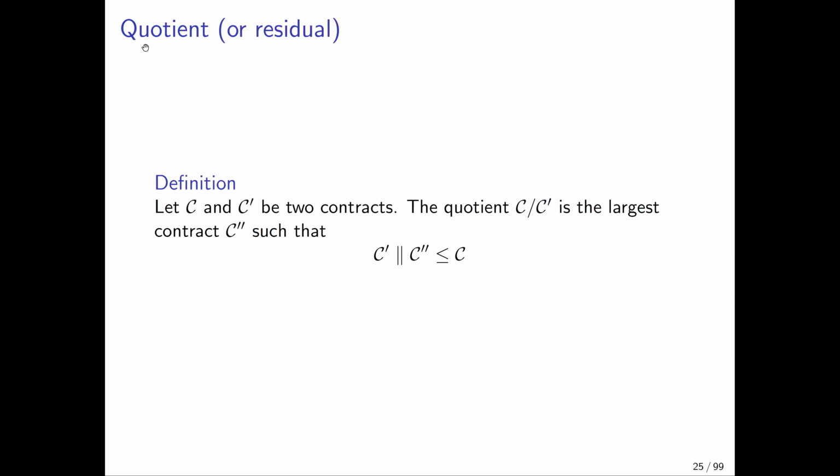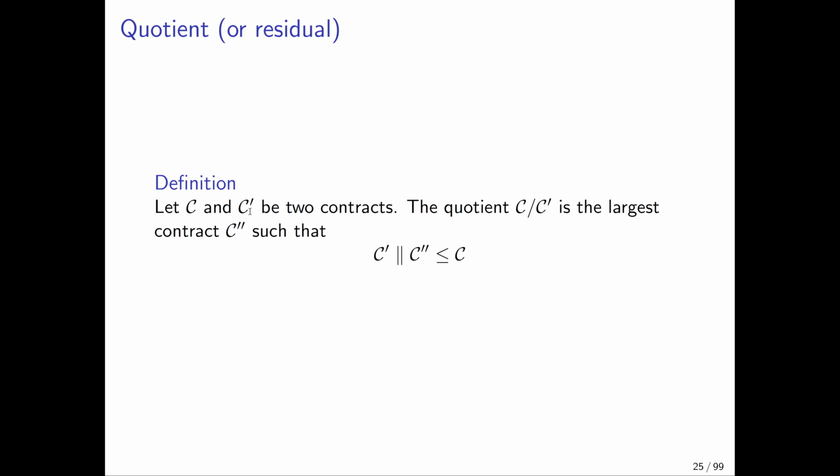Our first operation goes by the name of quotient. Some authors in the literature also call it residual, but the story is as follows. We begin with 2 specifications, C and C prime. C is going to be the specification of the system that we want to implement. In other words, suppose that C is the specification of a car that we want to build. C prime is the specification of a component that is available to us. Say, for example, we already designed the engine of the vehicle. The quotient is going to give us the specification of what we are still missing in order to implement our top-level system.